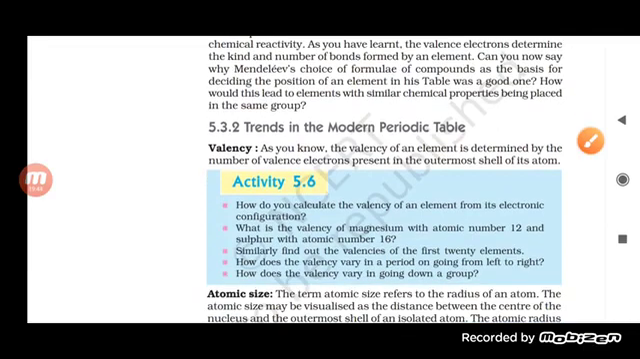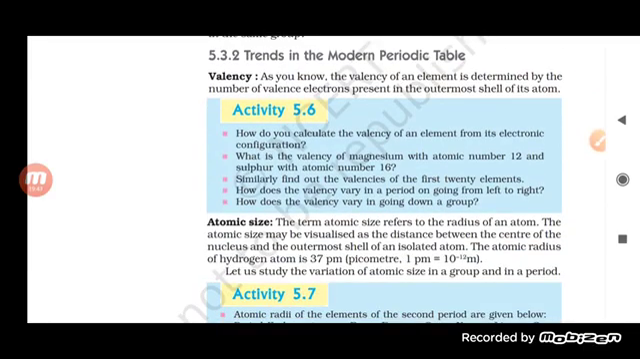Now let us move on and try to understand the trends in the modern periodic table. When we talk about trends, we are discussing the different ways in which things vary when we move from left to right or from up to down. As we know, the number of valence electrons decides the valency. Whenever we determine the valency of an element, we see the number of valence electrons present in the element.